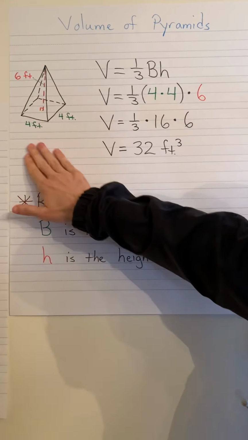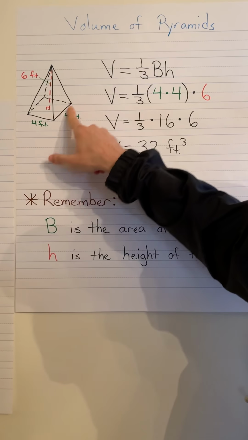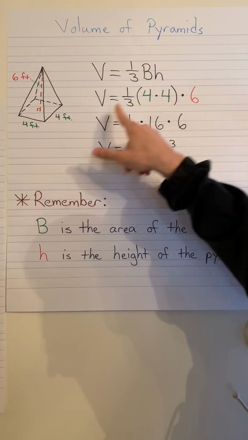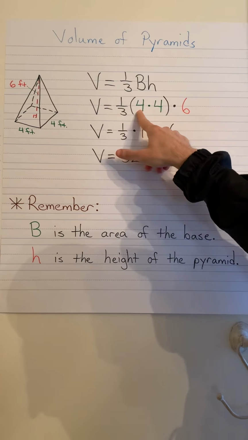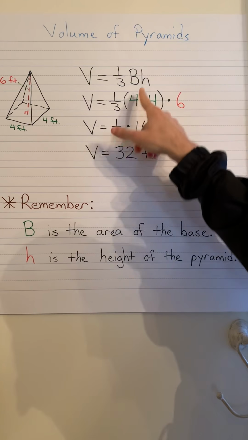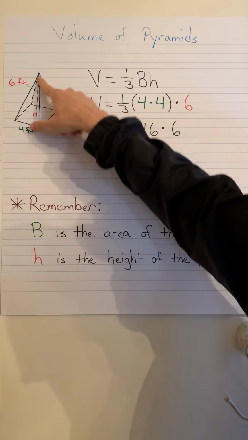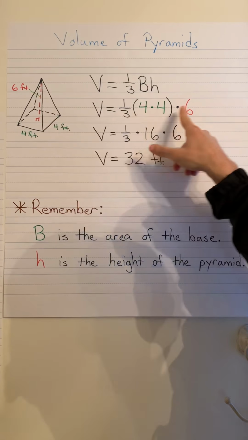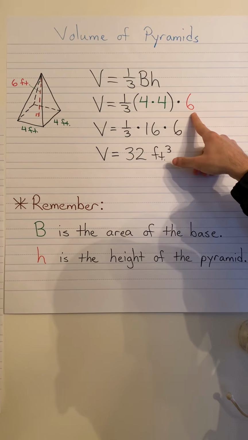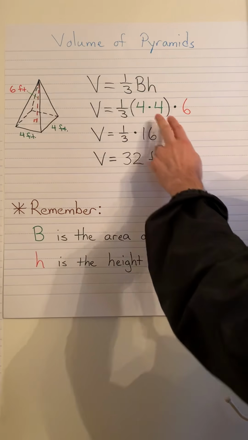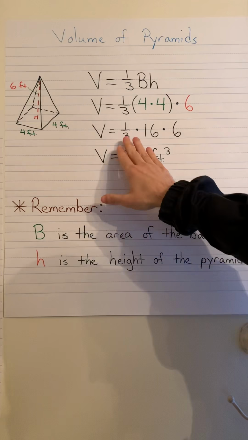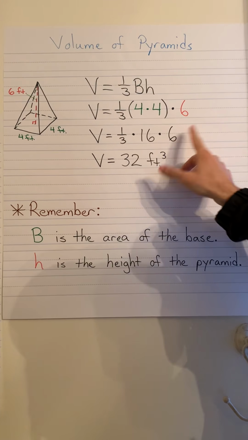So this is a square pyramid here. You see you've got the 4s down here representing length and width of that square. So I've got the area of this base, since it's a square, doing length times width, so 4 times 4. The height of this pyramid is going to be this 6 that's going through the center here. So I've got the 6 for that height of that pyramid. And we come down here, we do 4 times 4 is 16. And so from here, you can do 16 times 6 and divide it by 3.